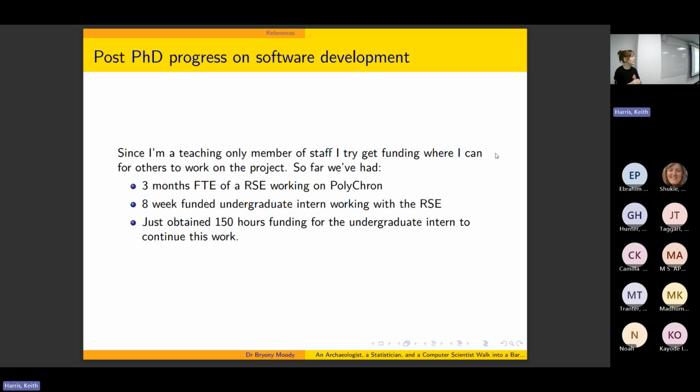And then we also had an undergraduate intern working with us this summer, so they worked with myself and the RSE, and he mainly worked on testing the changes that we'd made and making sure that the software still works. It was also really handy because he had a Mac, so he was able to test if it works for users on Mac as well. And then we've just obtained 150 hours funding for that same intern to carry on working on it part-time throughout the semester. So hopefully he can continue this work as well.